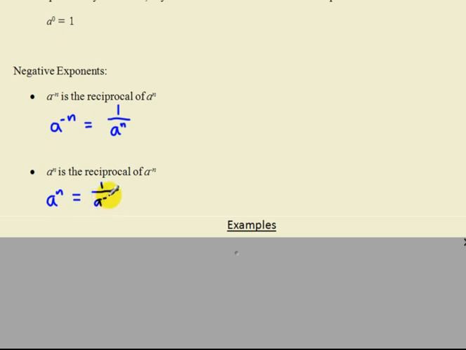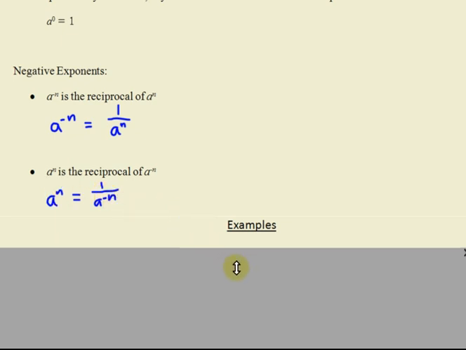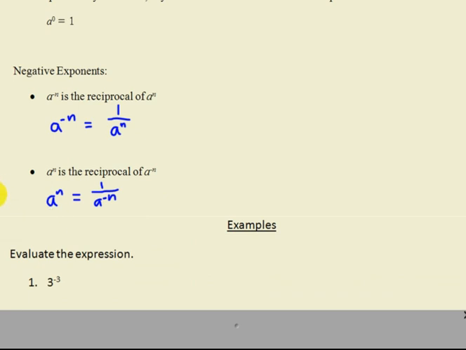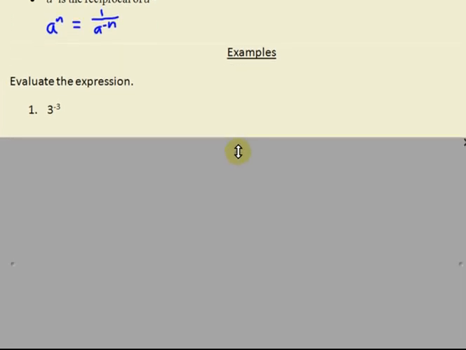And what you're going to find here is that you can move powers back and forth between numerator and denominator. You simply have to change the sign of the exponent. So if it's negative in the numerator, it becomes positive in the denominator, and then just the opposite. If it's positive in the numerator, it becomes negative in the denominator. So let's look at some examples and see what we're looking for here.